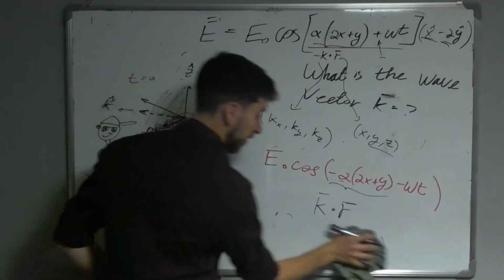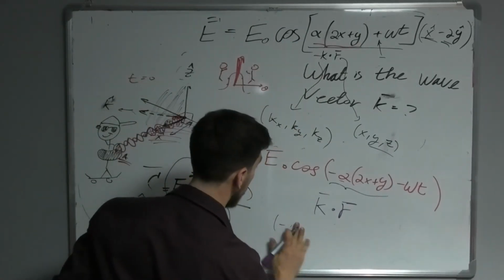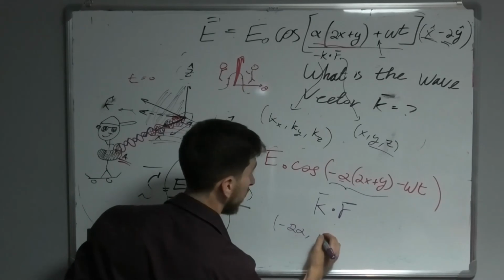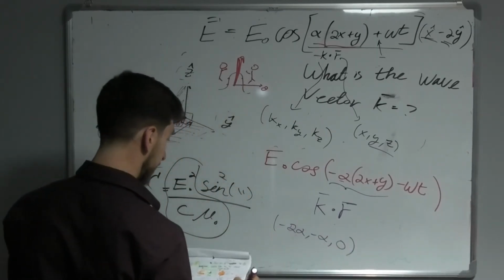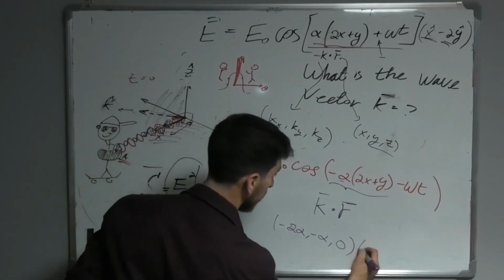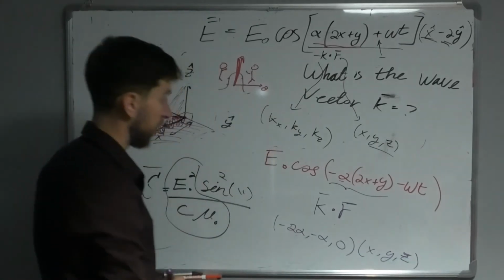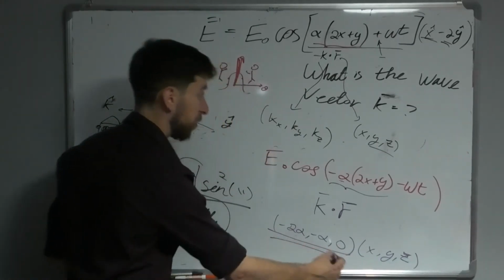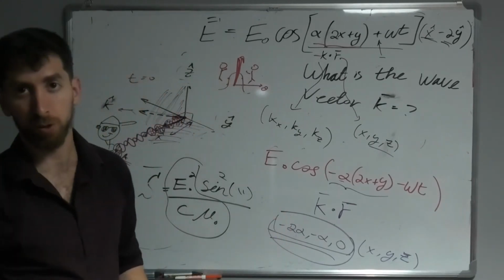Let's make it even clearer. Sorry about that. So k is minus alpha times 2, minus alpha, 0, and this is multiplied by x, y, and z. Now it's correct, and now I found my vector k.